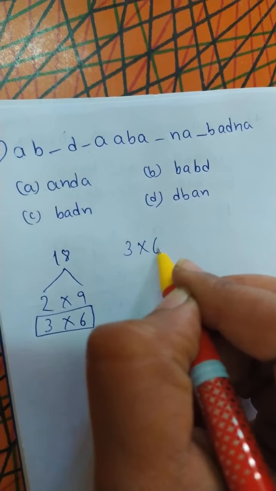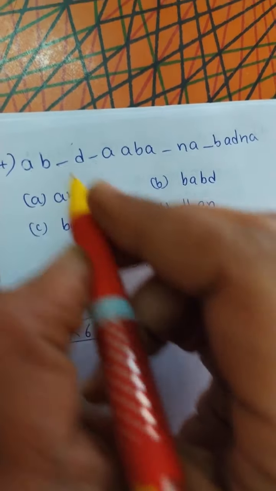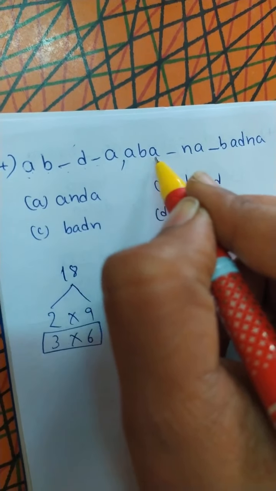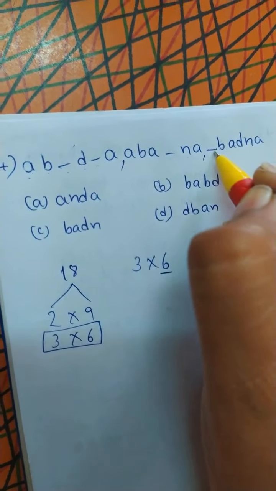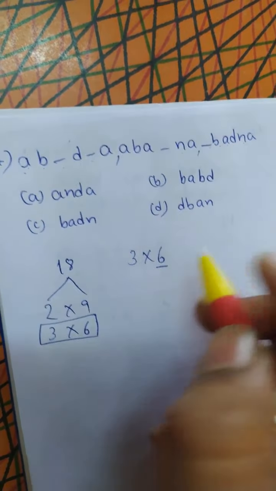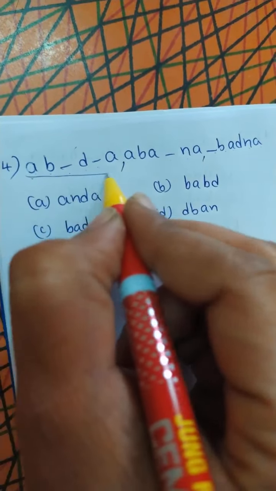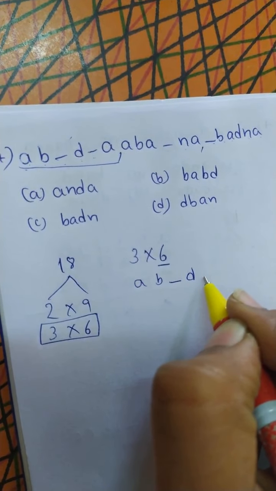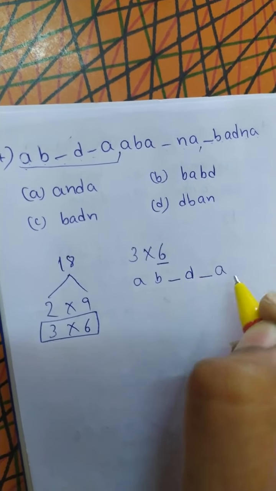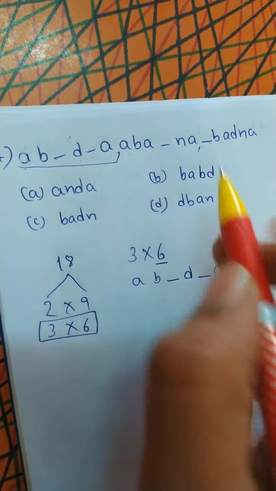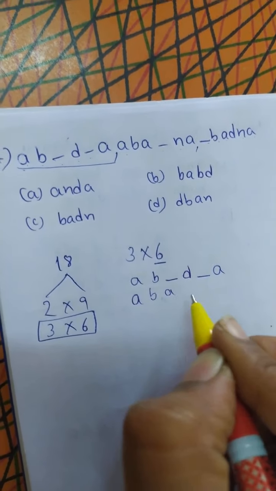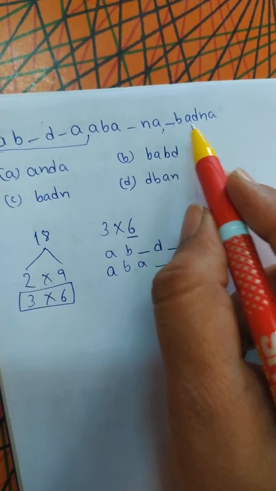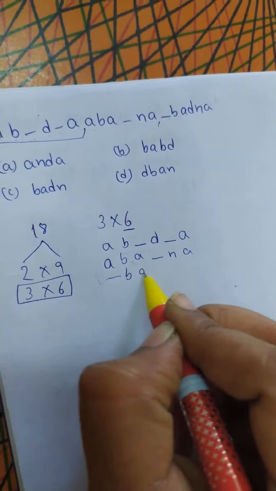3 blocks with 6 letters. 1, 2, 3, 4, 5, 6. So, the first block is A, B, dash, D, dash, A. Next is A, B, A, dash, N, A. Next, dash, B, A, D, N, A.